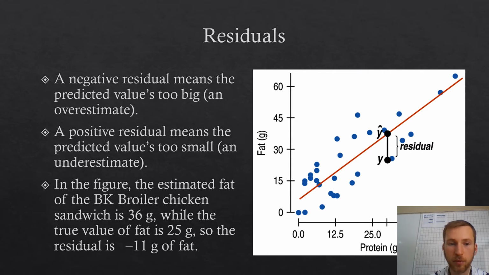In this example, in this figure, you see that the estimated fat content of the BK Broiler chicken sandwich is 36 grams. That's what is on our line, our prediction line, that red line. While the true value is only 25 grams. So our actual minus predicted, 25 minus 36, is negative 11. That means our residual is negative 11. And again, that would just indicate that we have overestimated what the actual content is.